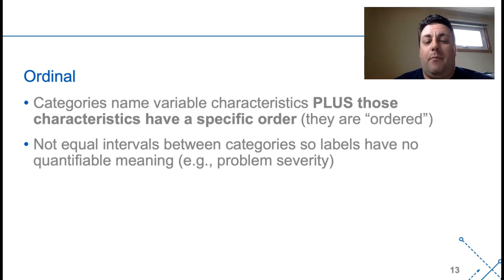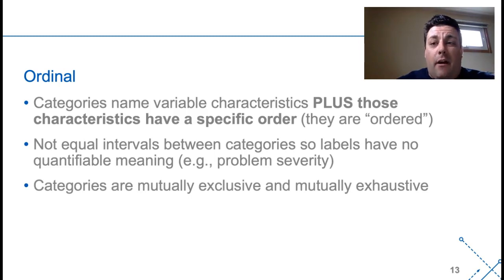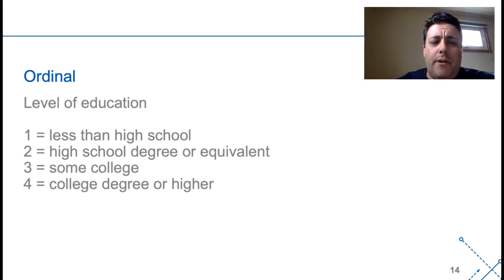When we talk about things like problem severity, that's often an ordinal variable. We often measure income as an ordinal variable, and that's one of the examples we used last semester. As with categorical variables, ordinal variables must be mutually exclusive, and they must be mutually exhaustive. So here's an example real quick. Level of education. We might say that a 1 is equivalent to less than high school, 2 is equivalent to a high school degree or some kind of equivalency diploma, 3 might be equivalent to some college, and 4 might be equivalent to a college degree or higher.